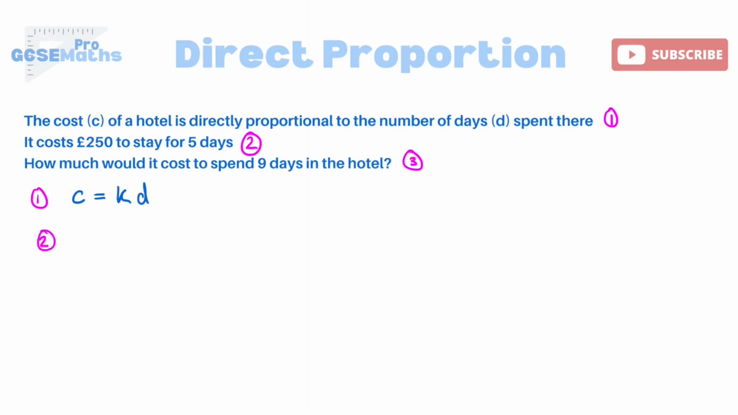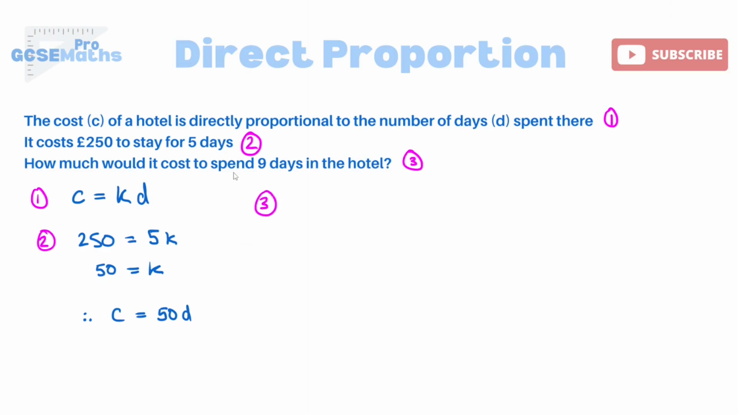Obviously, I do need to work out the value of k as I do for every proportion question. So step 2, use the matching pair to find the value of k. So the 250 is the cost, so that's the c. And then 5 is the number of days, so d. And you see how now I can still literally do the same thing, solve it to find k, which is 50. So my actual formula is c is equal to 50 d. In other words, if you think about it in the real life context, it's saying that it costs £50 a day.